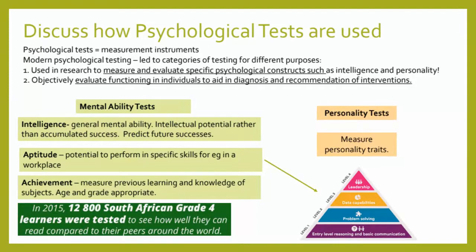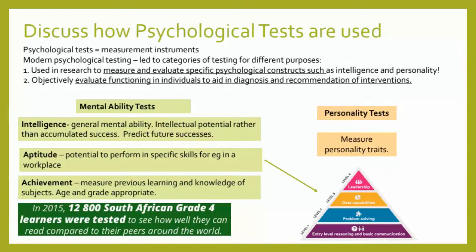One focuses on mental ability, and within mental ability, we've discussed intelligence testing, which is our general mental ability, which looks at our intellectual potential rather than our accumulated successes, but it can be used to predict future success. We look at aptitude. There's a type of test called aptitude tests. You've probably heard about them. You've probably done aptitude tests. They look at our potential to perform specific skills.